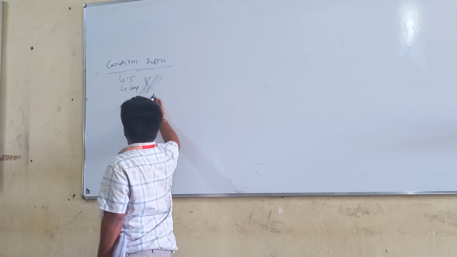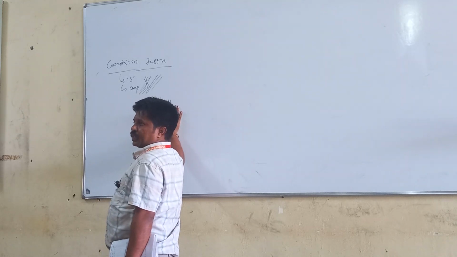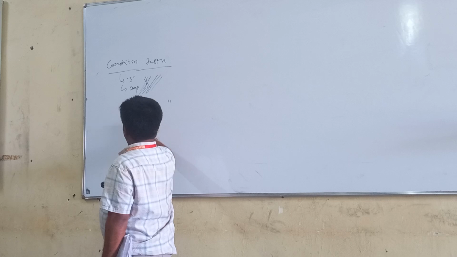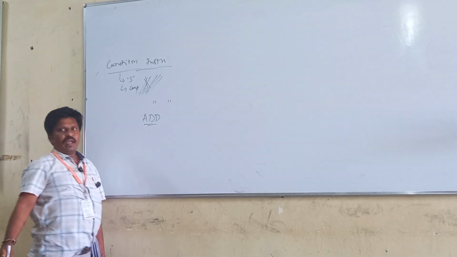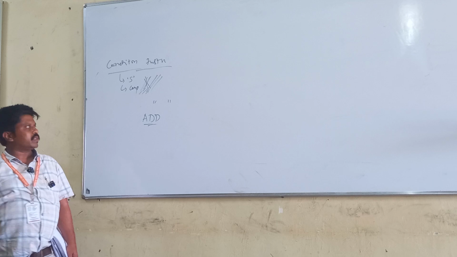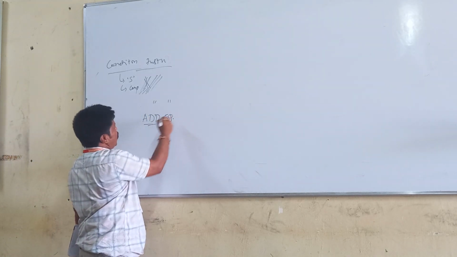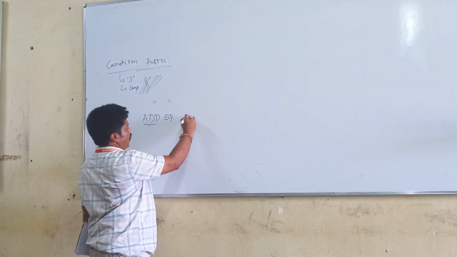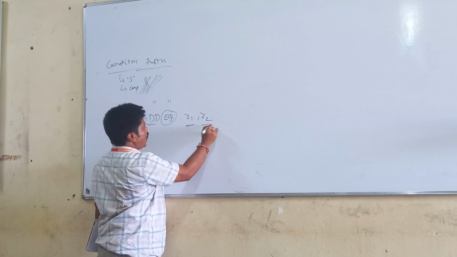That's nothing but two-alphabet suffixes which will be appended to the main instruction. For example, ADD is the main instruction. I will be appending the condition instruction, that would be EQ, equal. Add the contents of the register R1 to R2 only when the contents of R1 and R2 become what?